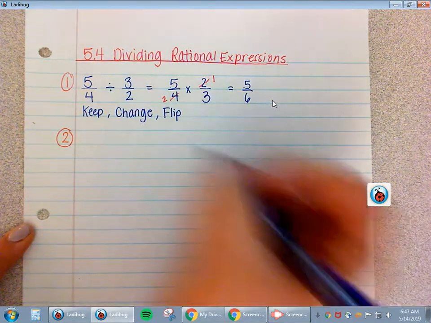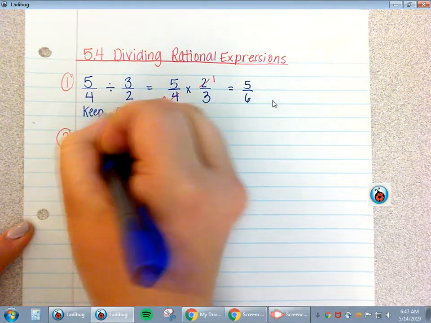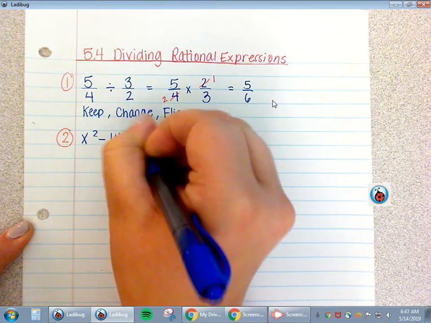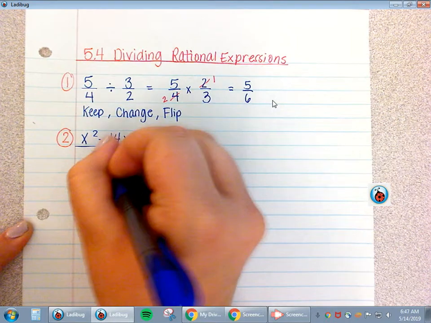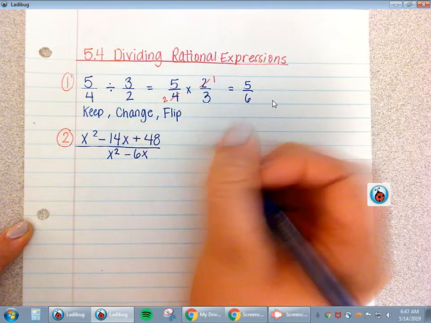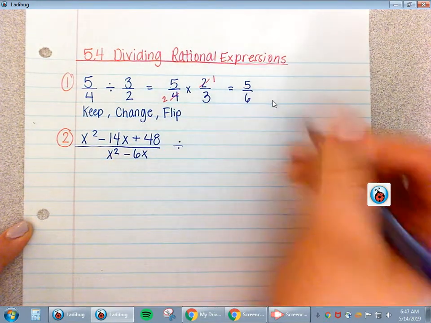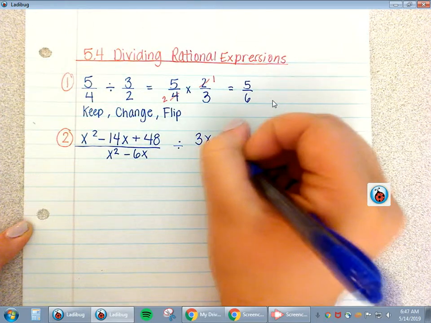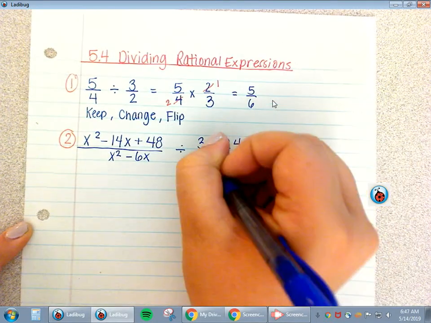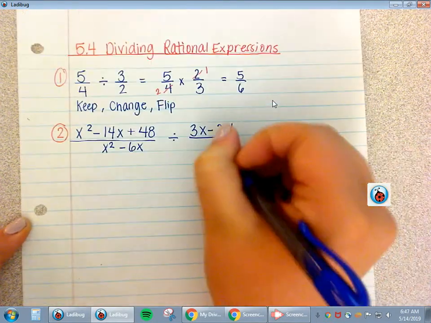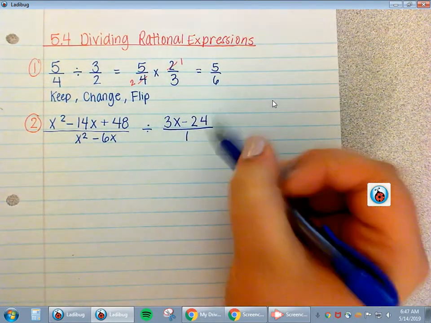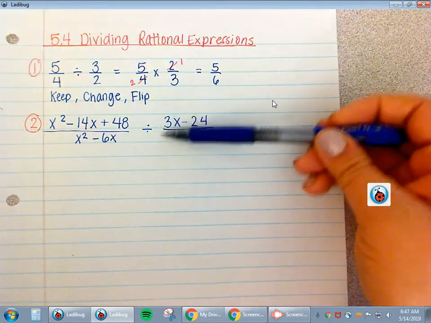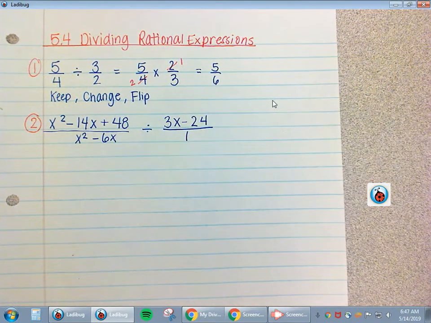How about one like x squared minus 14x plus 48 over x squared minus 6x divided by 3x minus 24 over 1. All right, so let's see. First off, I shouldn't have written the 1 yet. Imagine the 1 wasn't there and it didn't look like a fraction, just put a 1 under it.